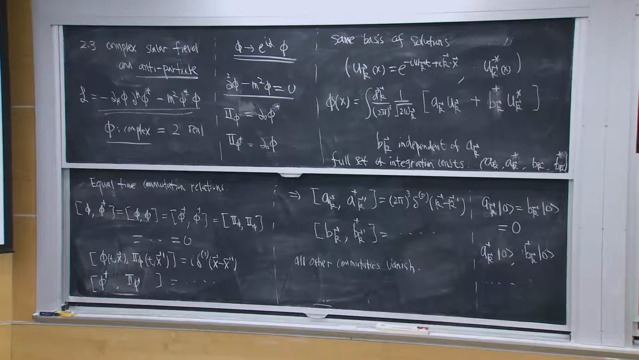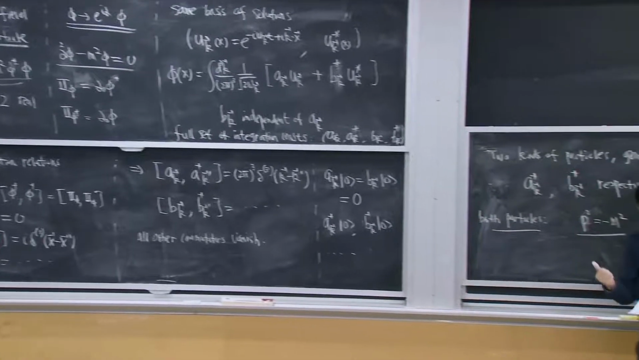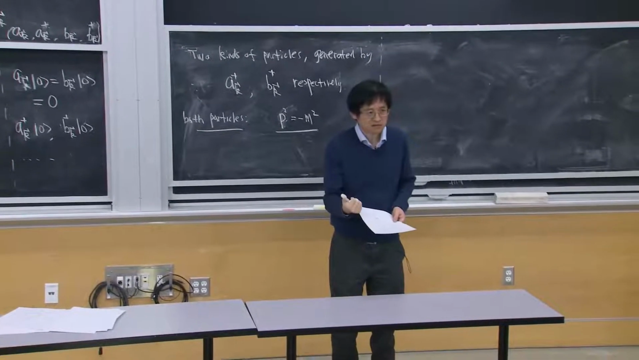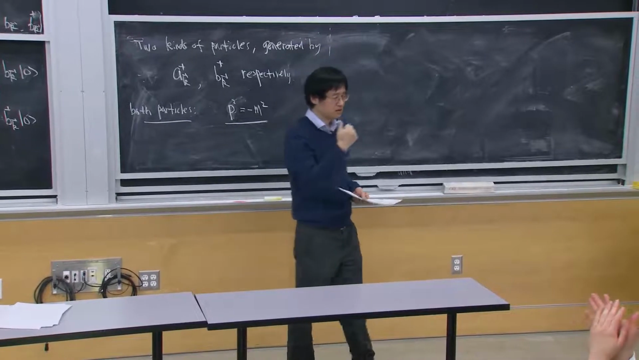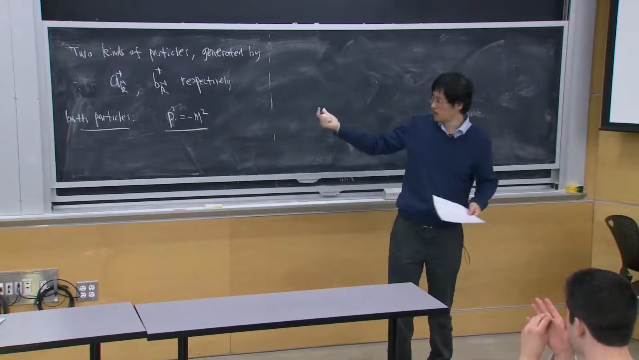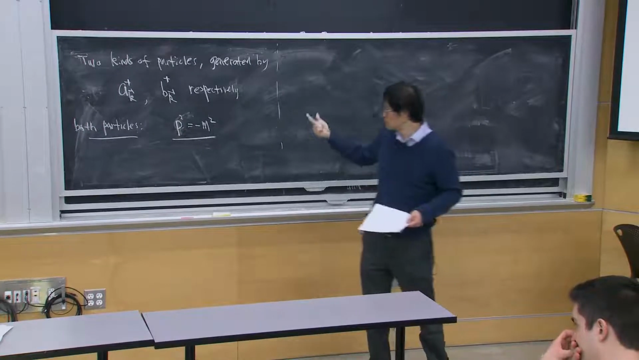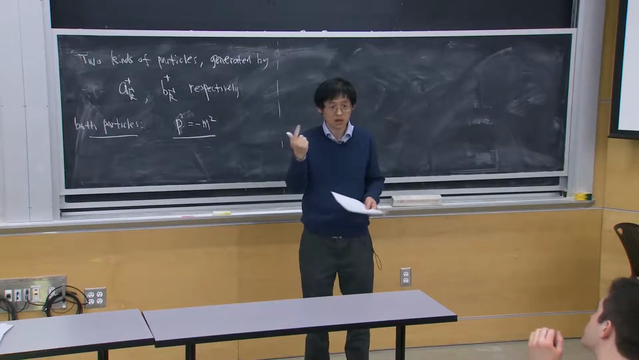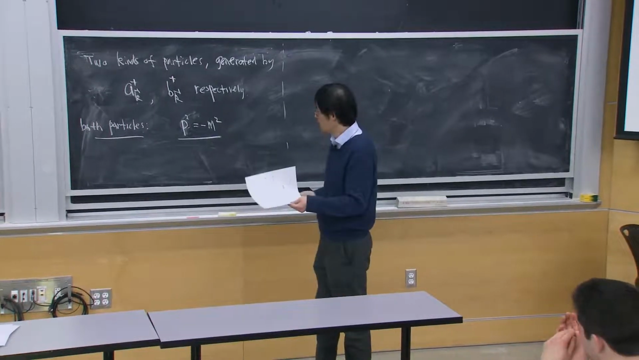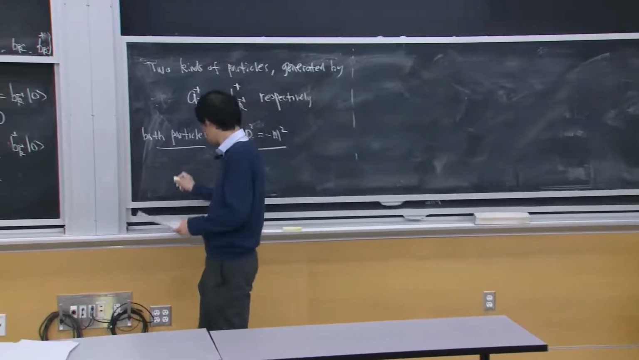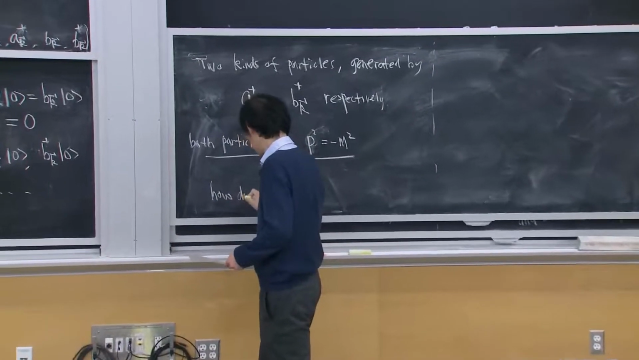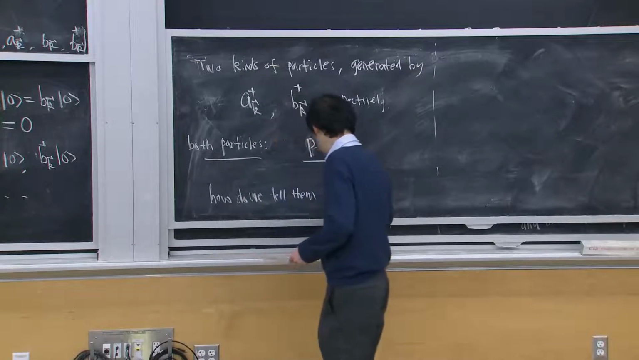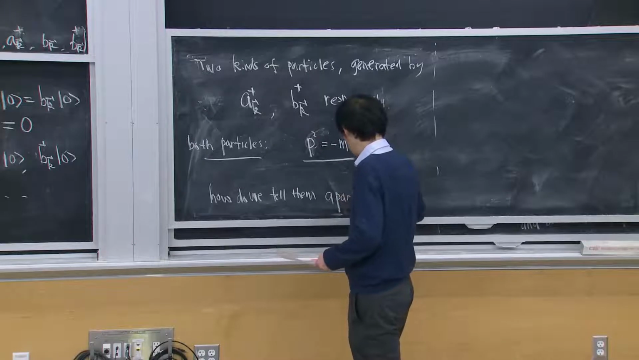So now the question is, how do we tell them apart? We have two types of particles. They have the same mass, and they also have the same spin because they're all spin zero, scalar particles. There's no directions. And the question is, how do we tell them apart?